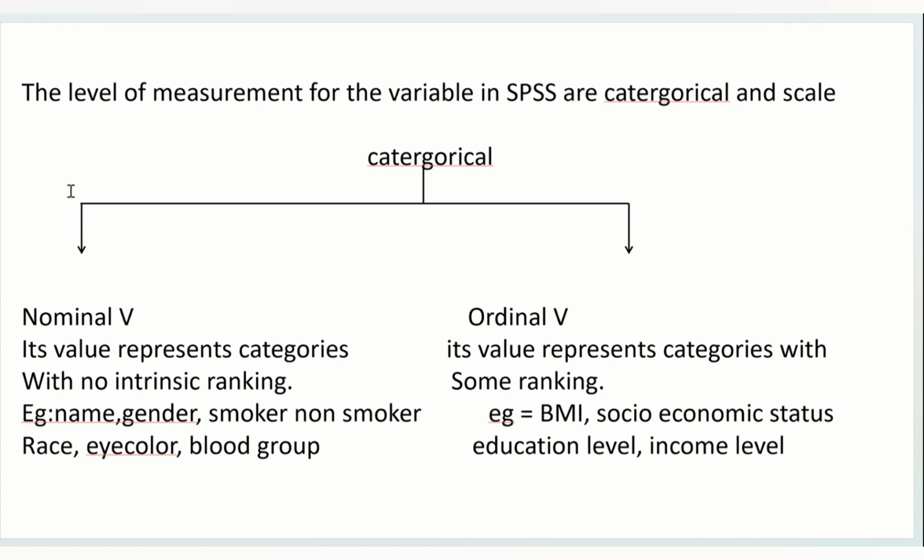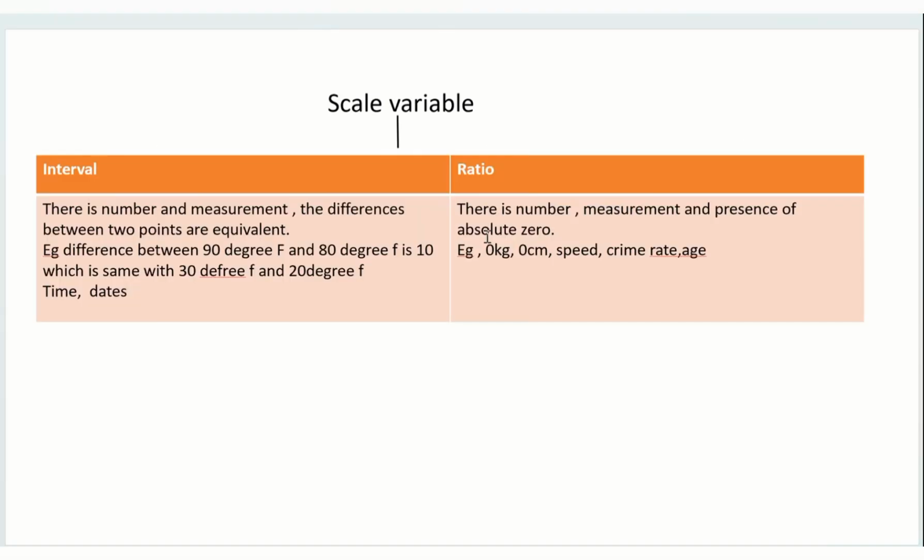Then next one is scale. In scale, it is something that is measurable. We have two types, interval and ratio. Interval means it is a number and measurement, and the differences between two points are equivalent. For example, the difference between 90 degree Fahrenheit and 80 degree Fahrenheit is 10, and similarly with 30 degree Fahrenheit and 20 degree Fahrenheit. There is some interval between them, it is constant, it is measurable, and these are in numbers.